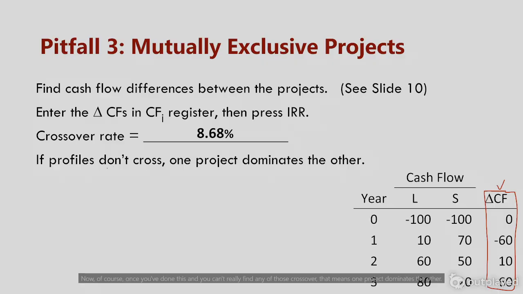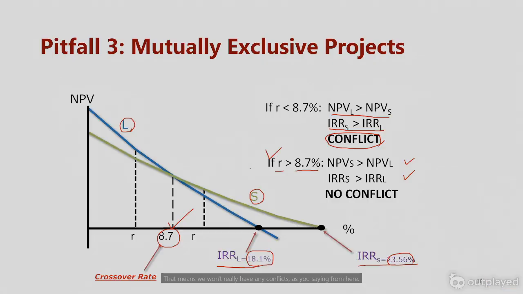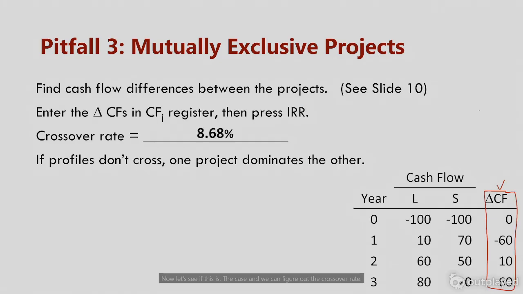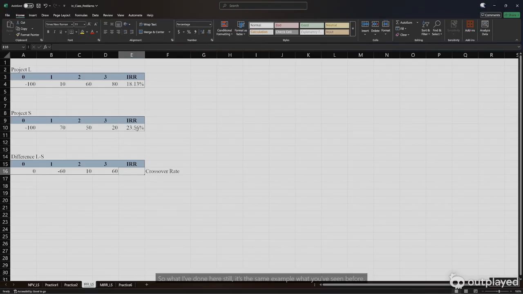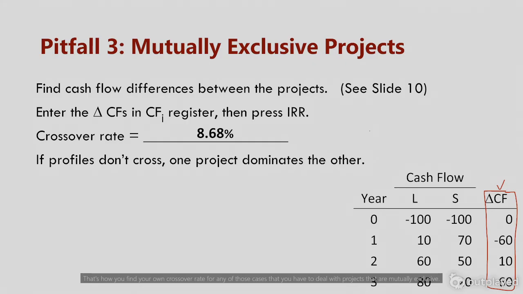Of course, if you've done this and you can't find any crossover rate, that means one project dominates the other, and we won't have any conflicts. Now, let's see how we can figure out the crossover rate in the same example you've seen before, with projects L and S. What I've done here is take the difference of the cash flows between project L and S, so negative 60 came from 10 minus 70, and the same for the following streams of cash flows. This is the difference of the cash flows between project L and S. If I take the internal rate of return of this new stream of cash flows, this is how it looks: 8.68%. We call this the crossover rate. That's how you find the crossover rate for any case where you have to deal with projects that are mutually exclusive.